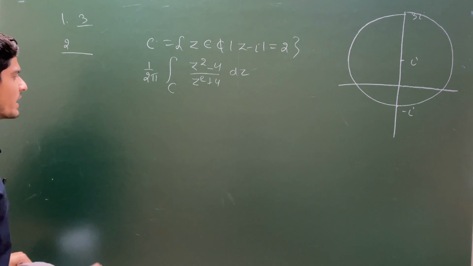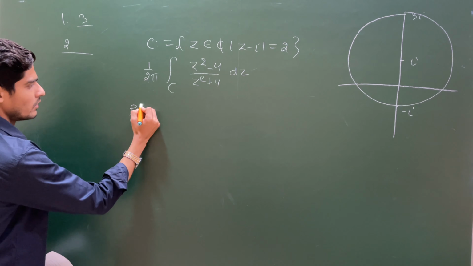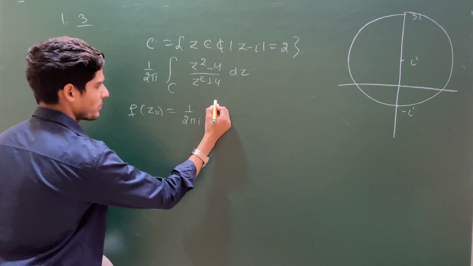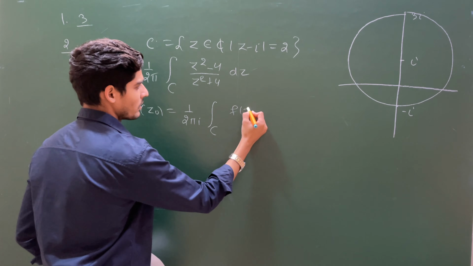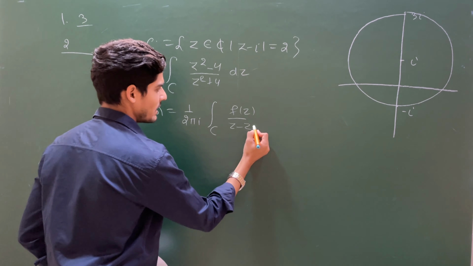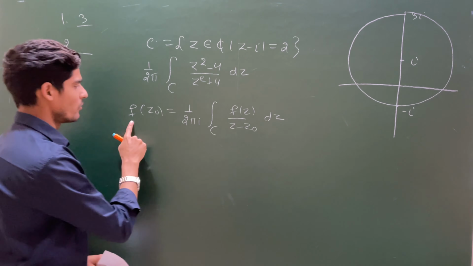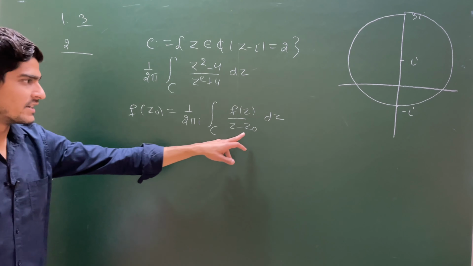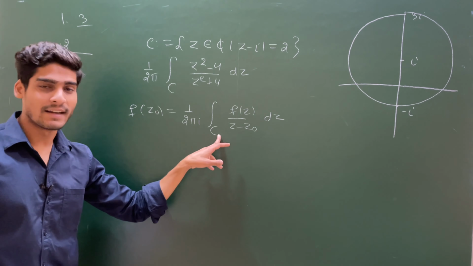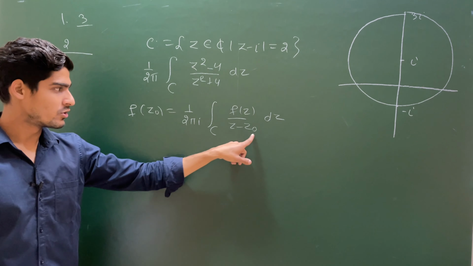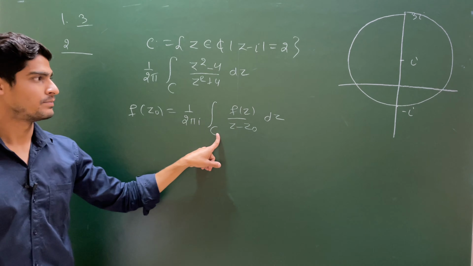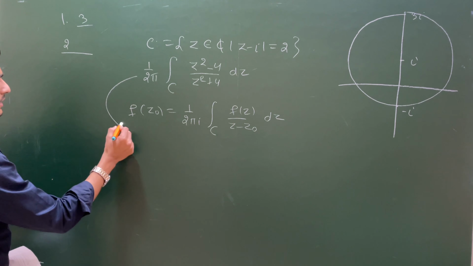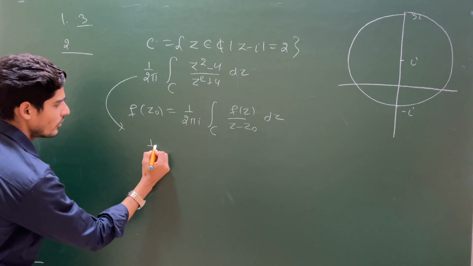So if I use the Cauchy integral formula, which says f at point z naught equals 1/2 pi i times the integral over the contour C of f(z) upon z minus z naught dz. This is the value of the function at point z naught, which is given by this integral, and this z naught point lies inside the contour C, not on C. This z naught should lie inside the contour C.